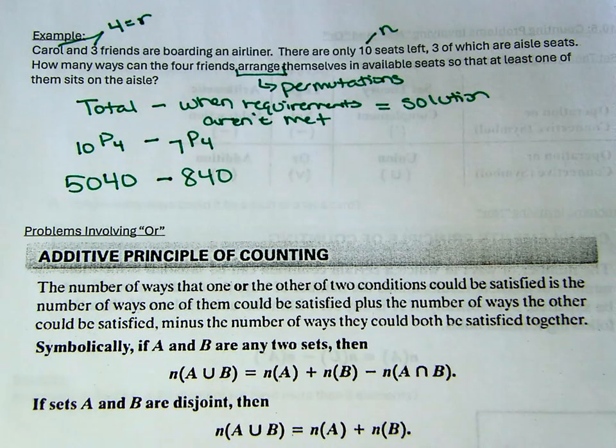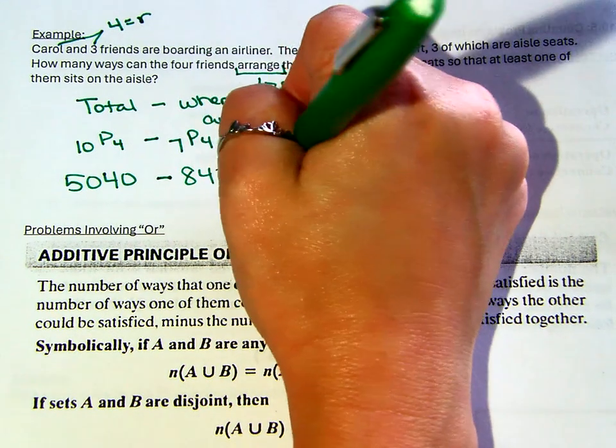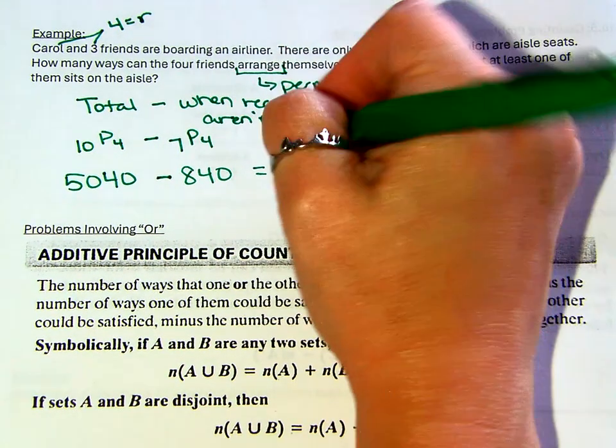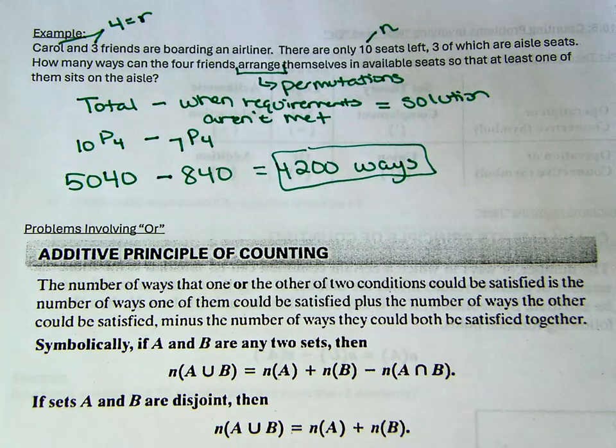So to find the solution, or how many different ways there are for them to arrange themselves so they get at least one of those aisle seats, you subtract the 2 and you find that there's 4,200 different ways. Aren't you glad we did not have to sit there and list out and arrange them?